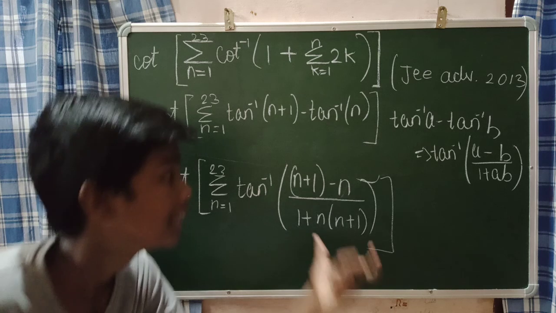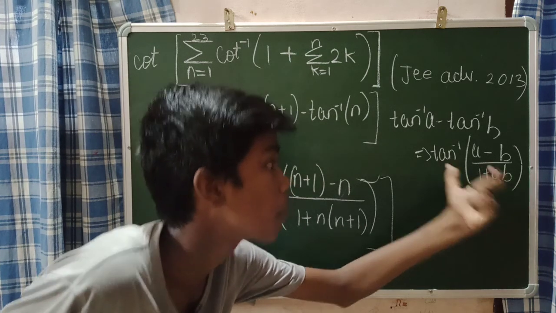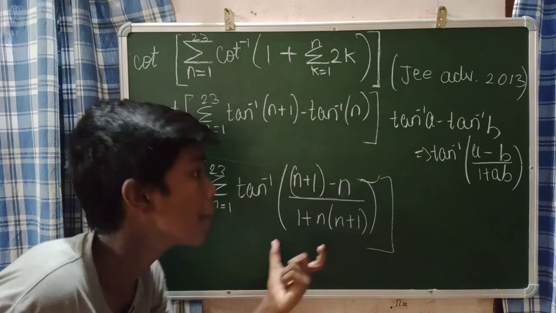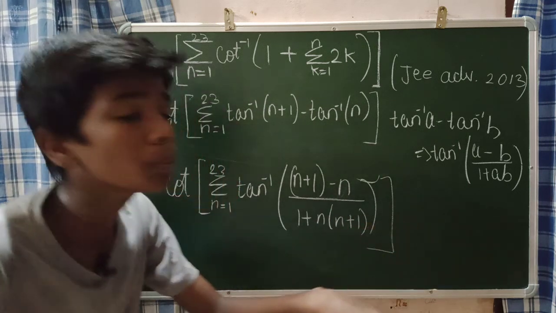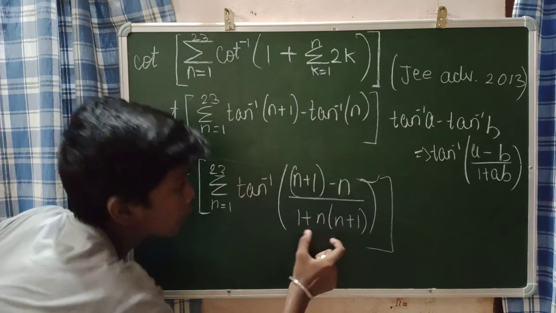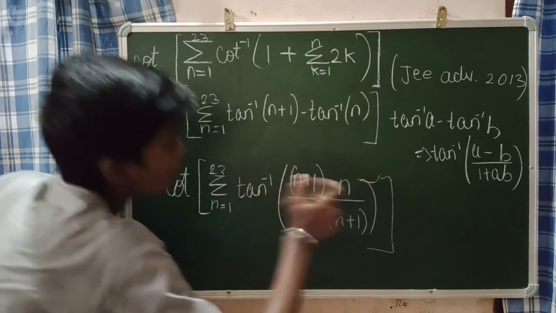That shows that this particular inside value should look like the form (A minus B) divided by (1 plus AB). That means your denominator should be 1 plus AB. If your denominator should be 1 plus AB, your A should be n plus 1 and B should be n. Then of course, your numerator should be A minus B, that is n plus 1 minus n.